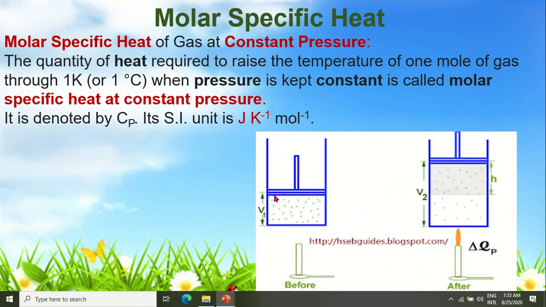Look, here the volume of the gas before heating is V1, and after supplying ΔQ amount of heat, the volume of the gas is changed to V2. So here the volume is changed by keeping the pressure constant, and the temperature has also changed. So here we can see the heat which is supplied to the system is used to increase the temperature, that means to increase the internal energy, and also to do external work. Because here volume is changed, that means the system does work.